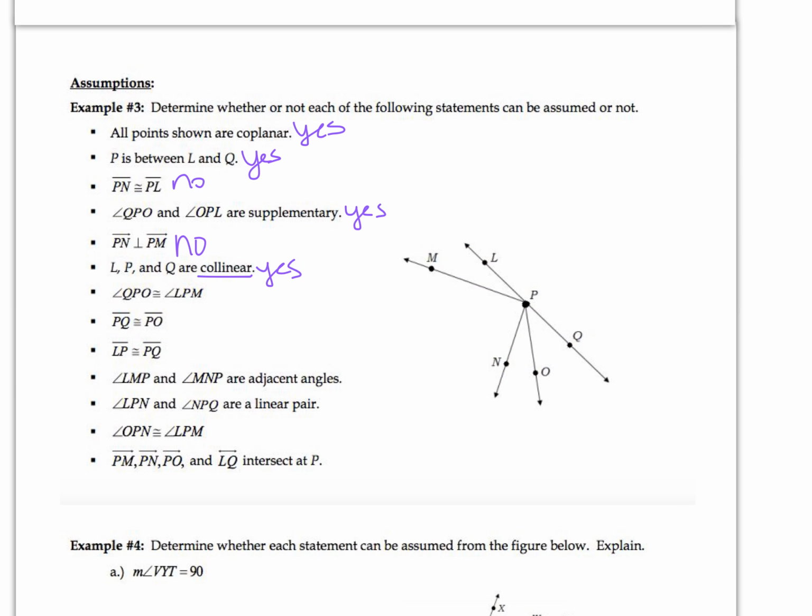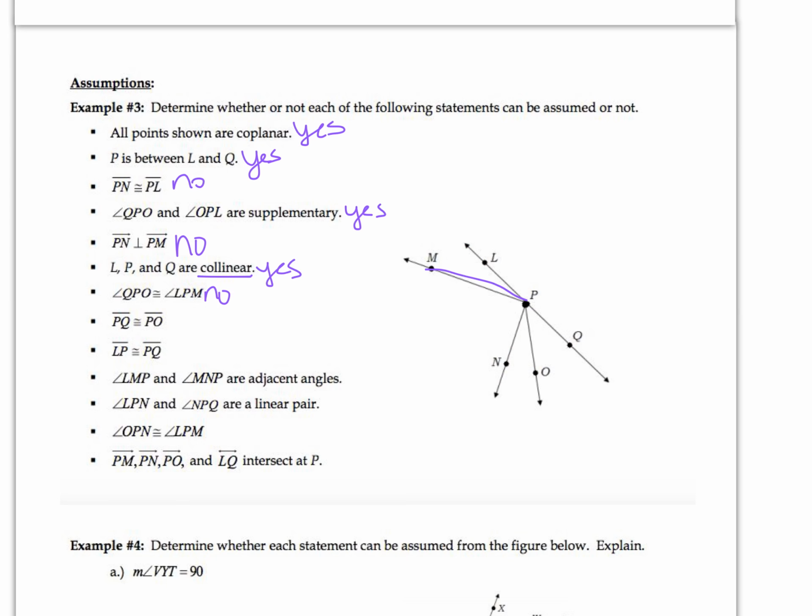Can we assume that QPO, which is this angle, and LPM, which is this angle, are congruent? Let me think about that. If this line continued, and this line, I guess they are vertical, but unfortunately the line segment kind of doesn't make it so that they keep going through each other. So I would say no.